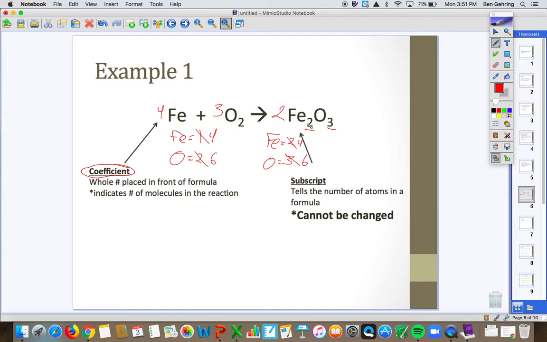So subscripts tell me the number of atoms in a molecule. My coefficients tell me I have 4 iron atoms and 3 oxygen molecules producing 2 iron(III) oxide molecules. That's what my coefficients tell me. We can change these in a reaction. You cannot change your subscripts. That's very important to remember.